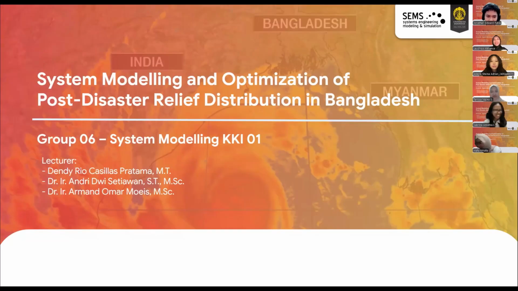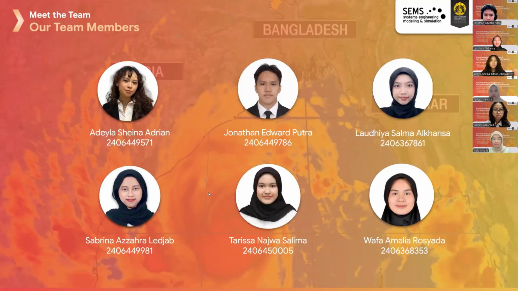Good night, everyone. We are Group 6, and today we would like to present our project entitled System Modeling and Optimization of Post-Disaster Relief Distribution in Bangladesh. Before we continue, let us introduce our team members. They are Jonathan, Adela, Tarisa, Claudia, Sabrina, and Wafa.